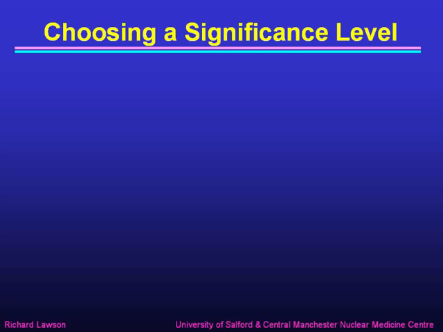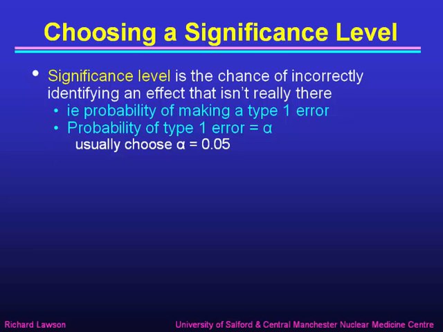Choosing the right significance level is important. The significance level is the chance of incorrectly identifying an effect that isn't really there. It's the probability of making a type 1 error, and we've already said that that is defined by the quantity alpha. And usually in statistics we choose an alpha or a significance level of 0.05, 5% significance.